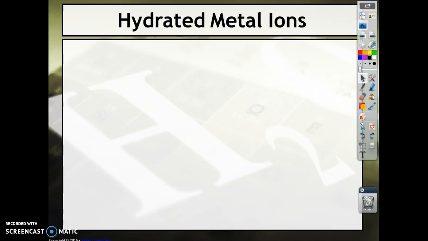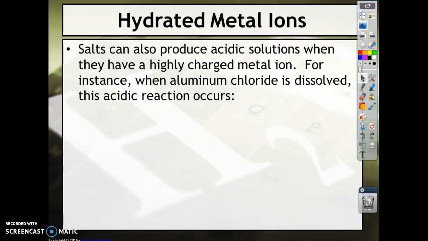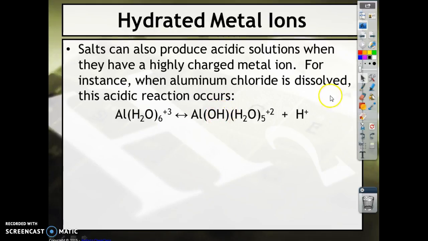Okay, so then we have what we call hydrated metal ions. This is essentially when a salt produces acidic solutions because of a metal. So when aluminum chloride is dissolved in water, remember when we saw this back at the beginning of the week, and we talked about how it's hydrated. Well, this extra water on here essentially dissociates to produce an OH and some H plus.